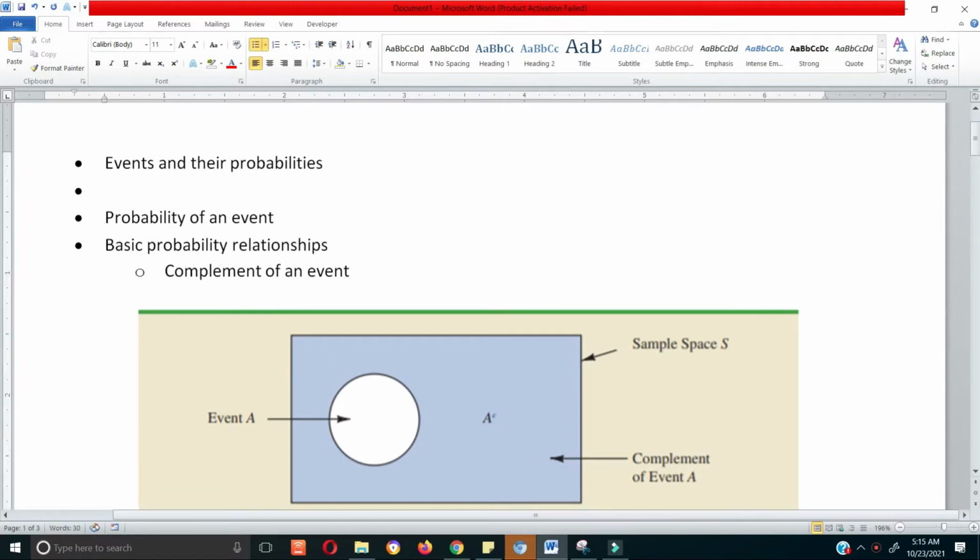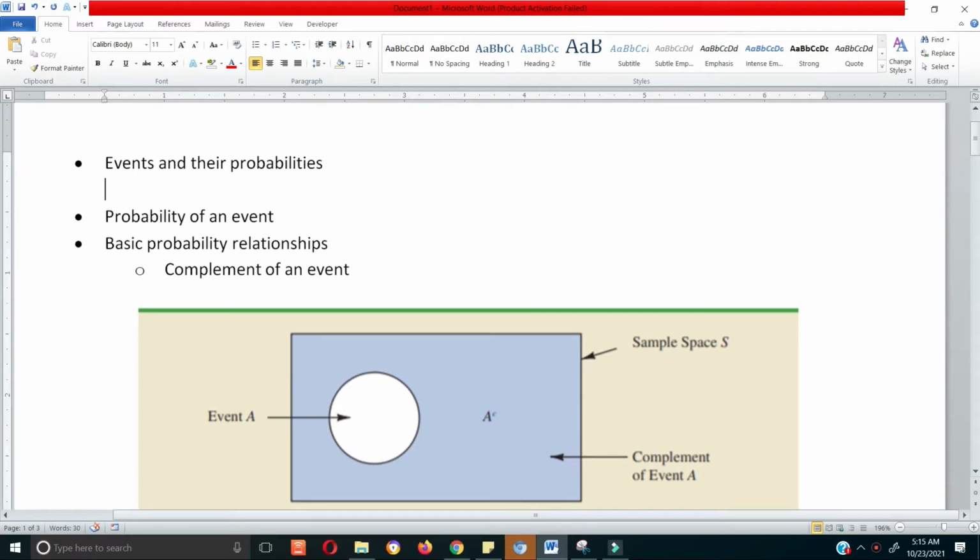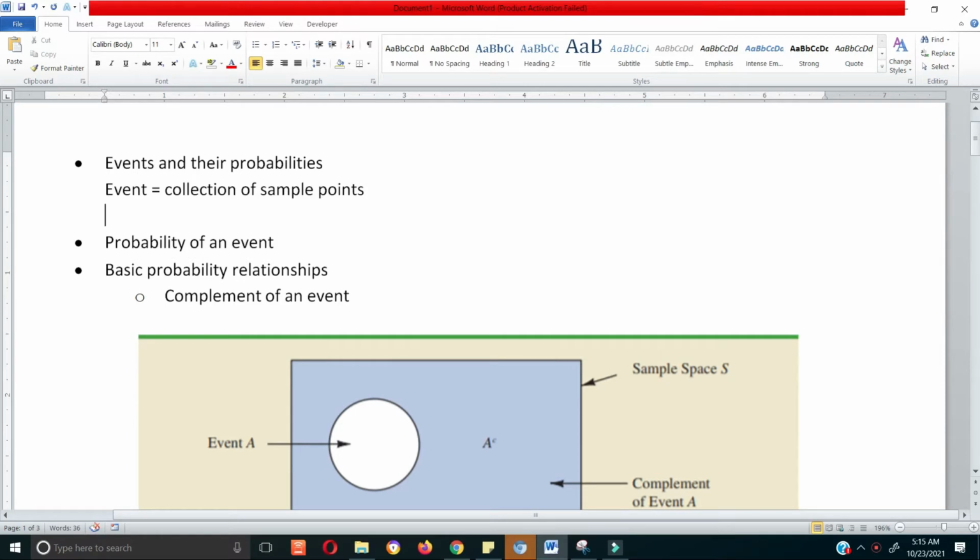Generally you can have an event. An event is basically a collection of sample points. Sample points come from an experiment. We say that an experiment is a process with well-defined outcomes. Each outcome is a sample point, and a collection of different outcomes gives you an event.